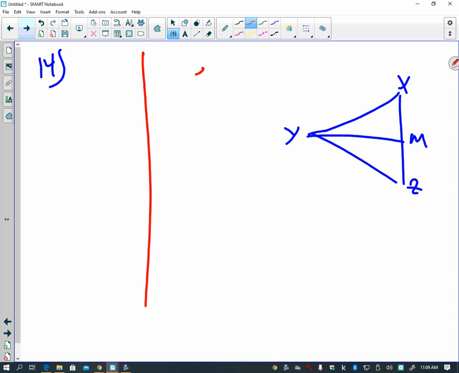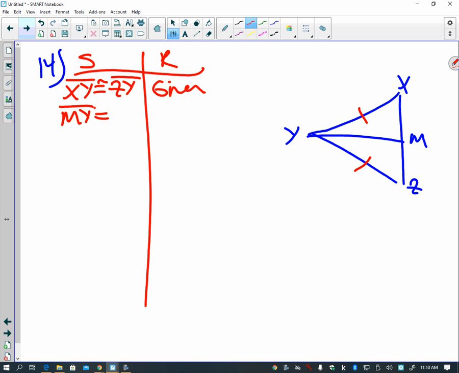In this proof, they tell you XY is congruent to ZY. So we can put that in. That's given. Statement, reason. The other given is MY is congruent to XZ. MY, XZ. Hold on.